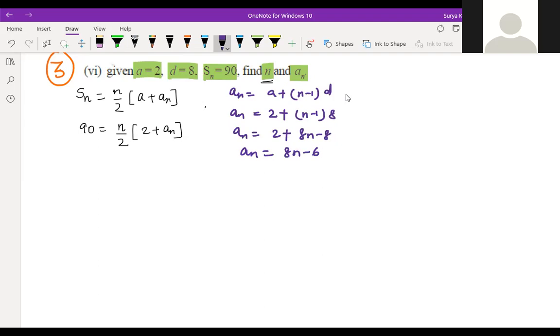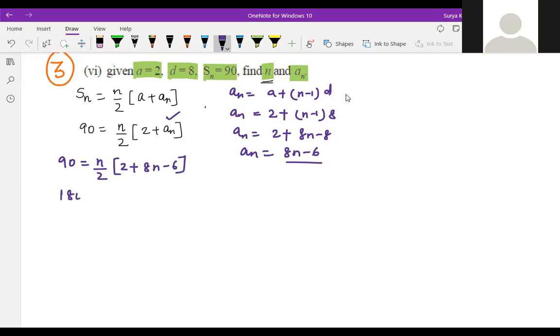Yes, sir. So this an you can put over here if you want. So many methods are there, you can do that, not a problem. See, an = a + (n - 1)d, an = 2 + (n - 1) into 8. So put the value of an in this. What are you getting? 90 = n/2 into (2 + 8n - 6).